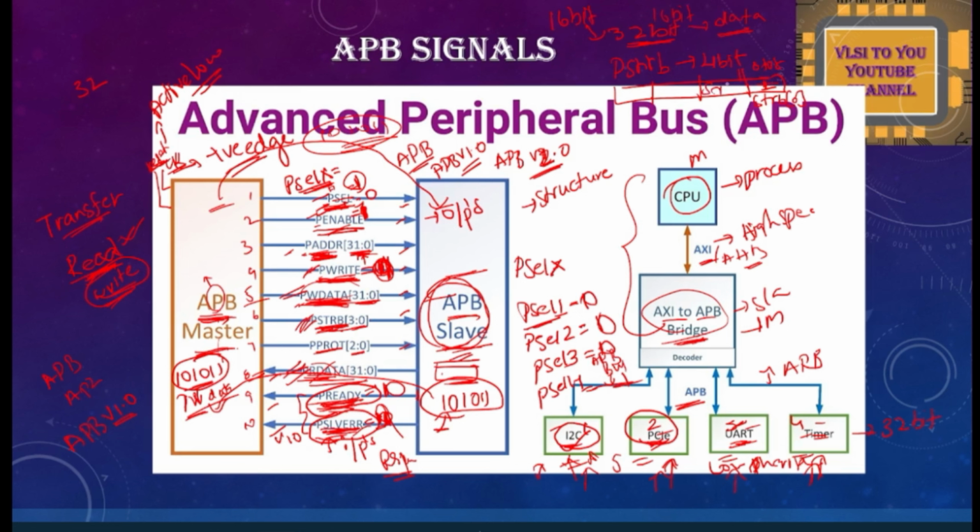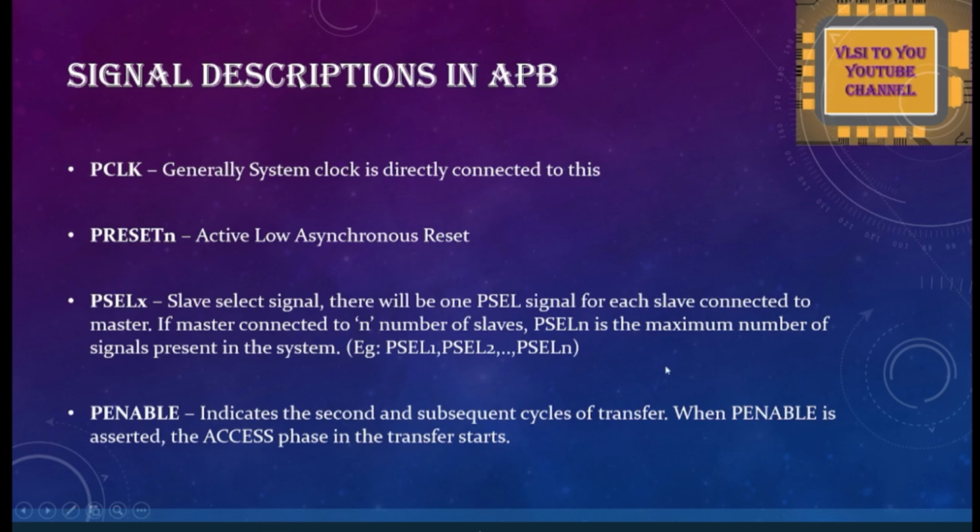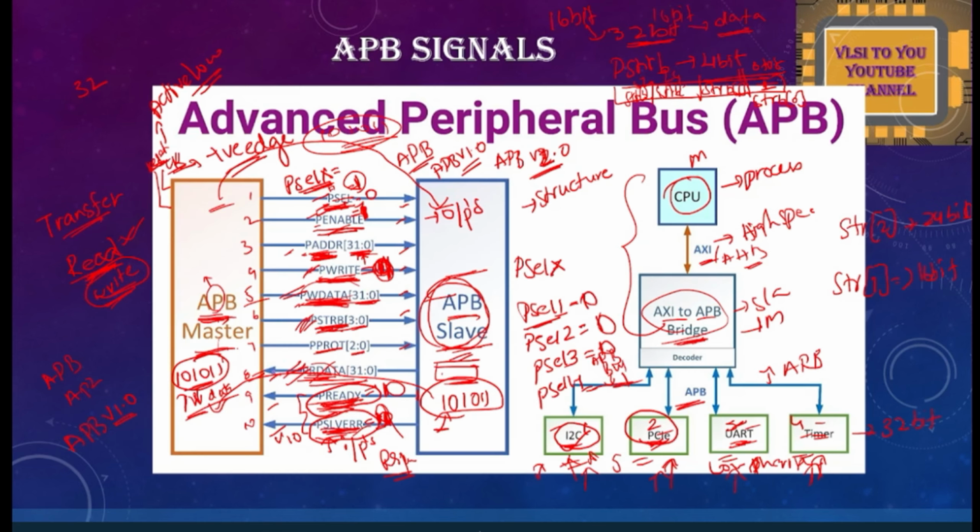Strobe 1 is of 16 bits, strobe 2 is of 24 bits, and strobe 3 is of 32 bits. That means if the strobe is 2, you are using only 24 bits. Similarly, if strobe is 1, you are using only 16 bits of data, that means you need to transfer only 16 bits of data. Based on this, you will be using the strobe signal.